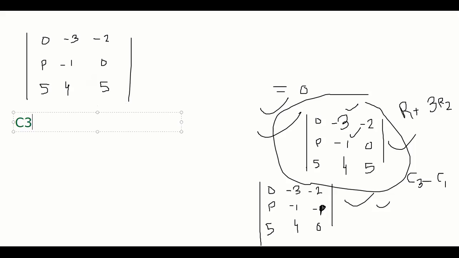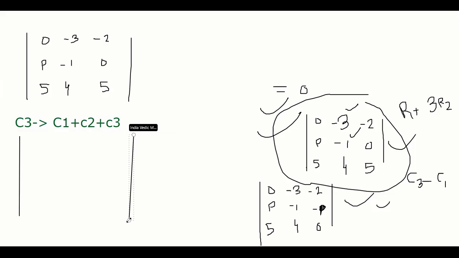At column 3, do C1 plus C2 plus C3, right? So 4 becomes 0, right? Agree, everybody? So let's write it here. Not C3, sorry, not column, row. What I'm saying, row.